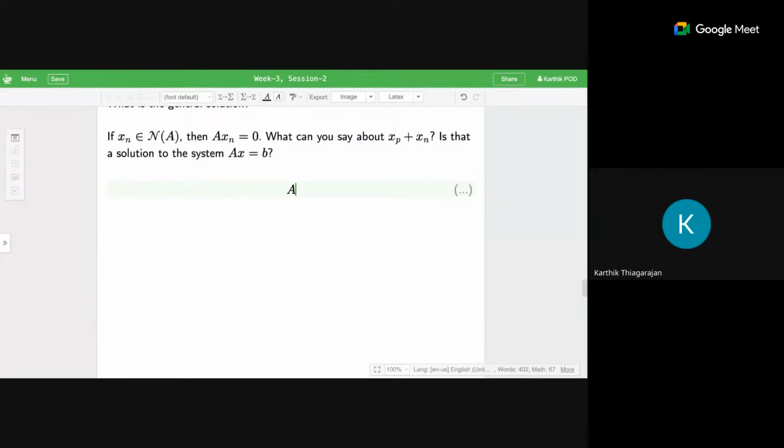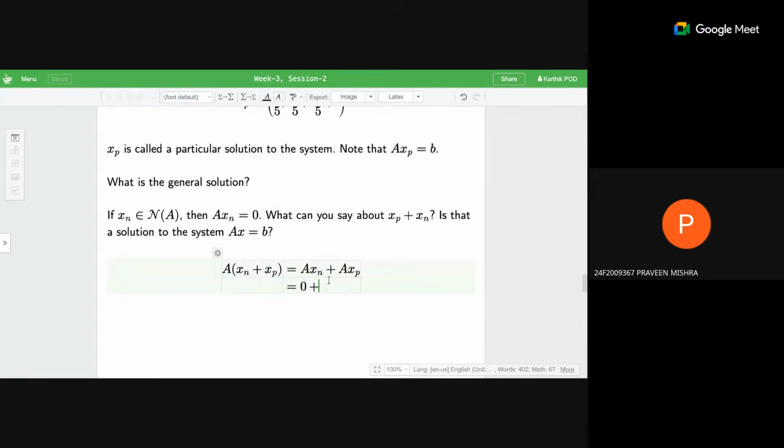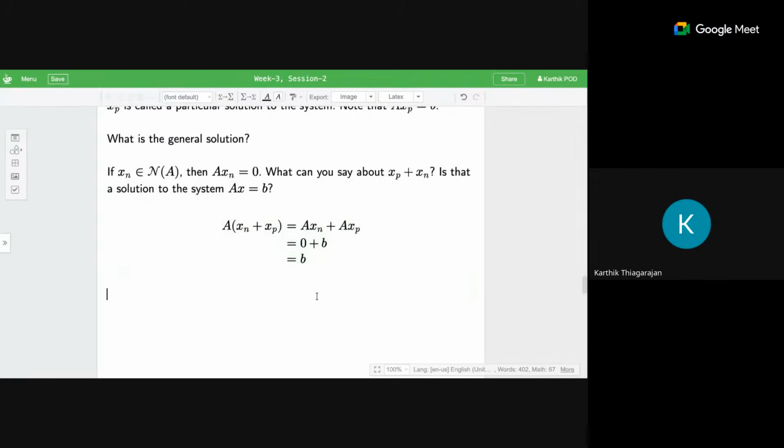So it is a solution. Let's see why. For something to be a solution, what should happen? You have to first find out what is A into xn plus xp. This is A into xn plus A into xp. A into xn is equal to 0. A xp is what? b. Okay. Therefore, A into something is equal to b. Therefore, xn plus xp is a solution to Ax equal to b.